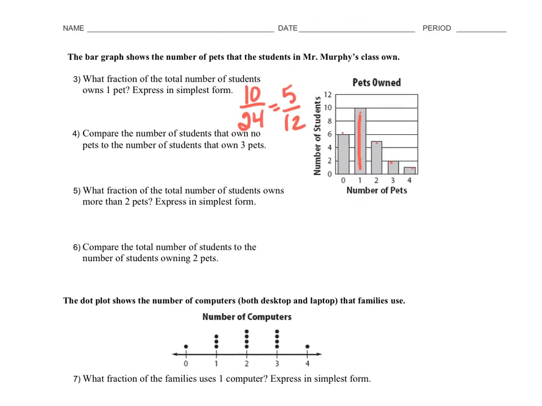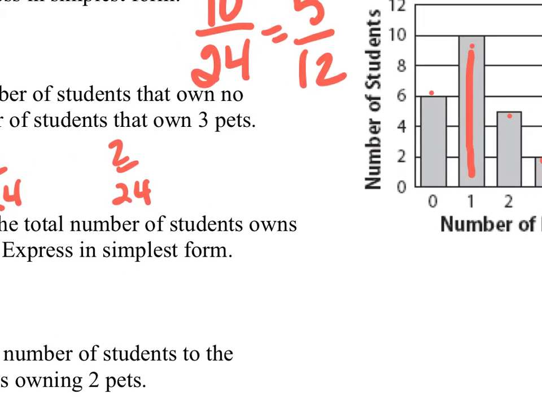Number 4, compare the number of students that own no pets to the students that own 3 pets. So no pets is 6 out of 24, and 3 pets is 2 out of 24. So if you compare it, there's more people that own no pets than own 2 pets. Okay? Are you with me there? Okay? I'm going to write that right here. And then would you subtract 6 minus 2? Well, it's not saying subtract here. It's just saying compare. So we're just using words to compare.